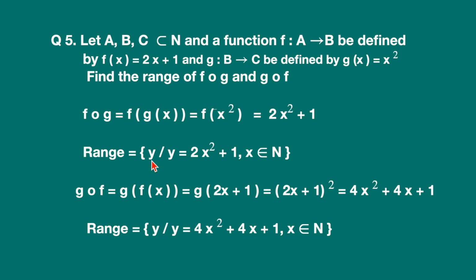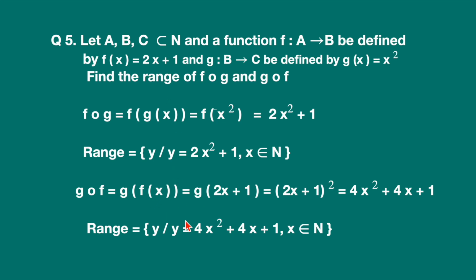Range is the set of all elements y such that y is equal to 2x square plus 1, where x belongs to N, because this is the set of natural numbers. It is given that these sets A, B, C are subsets of N. Okay. GOF is equal to G of f(x).